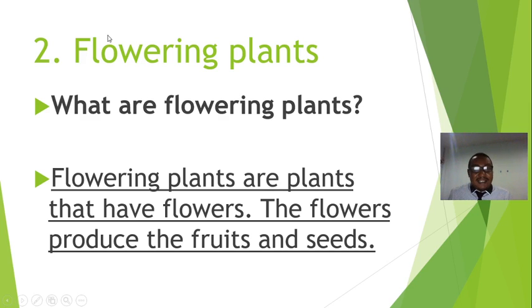Now, let us look at the second group of plants, and that is what we call flowering plants. Again, flowering plants. Now, what are flowering plants? Flowering plants are plants that have flowers. So, any plant that has flowers is called a flowering plant. Now, the flowers produce the fruits and the seeds.